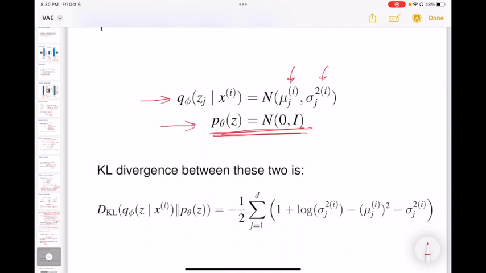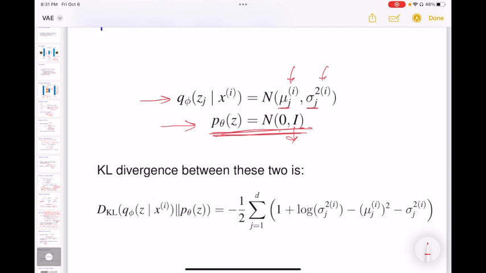And now, because we know what both of these distributions look like, the encoder distribution is parameterized as a normal distribution which is centered at mu, which is predicted by the model, and the standard deviation is sigma, which is also predicted by the model. And the other distribution is a normal distribution which is centered around zero, and the standard deviation is one. The KL divergence between these two has a closed form because these are both normal distributions.